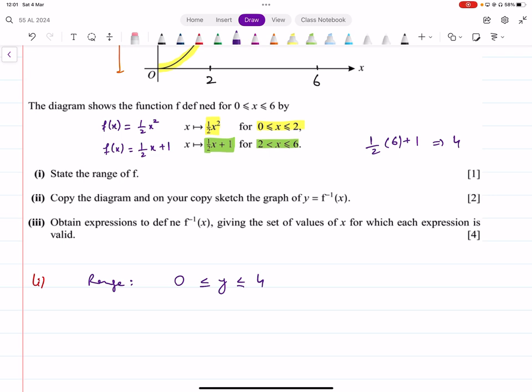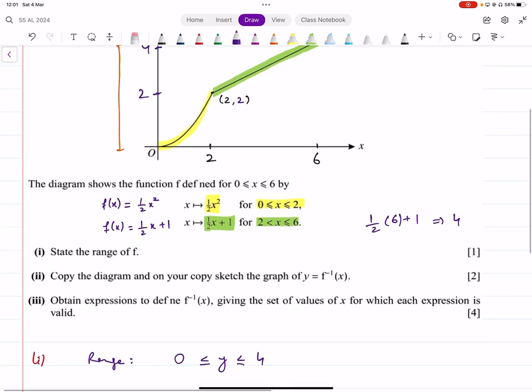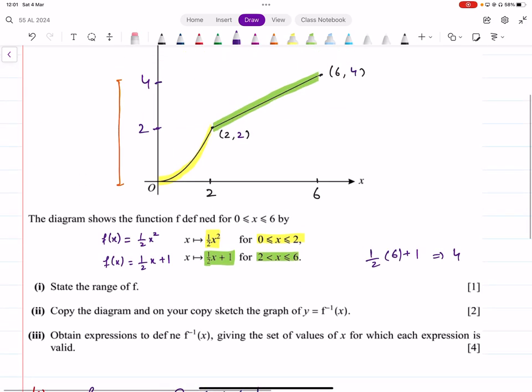Let's look at the second part now. It says copy the diagram and on your copy sketch the graph of y equals f inverse of x. You have to draw the graph of f inverse. Notice it hasn't asked you to find f inverse yet. You haven't found f inverse yet. Before that, it asks you to sketch its graph. Now without knowing what the function f inverse is, can we draw the graph of this function?